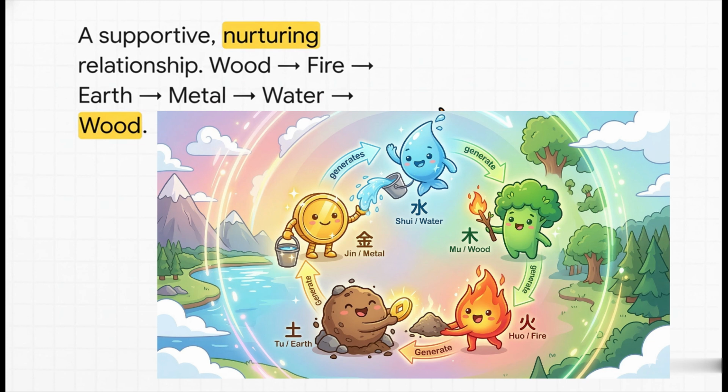Wood feeds a fire. The fire leaves behind ash, which becomes earth. Earth is where we find metal. Metal, when it's cool, can condense water. And of course, water nourishes wood. See, it's a complete positive loop.